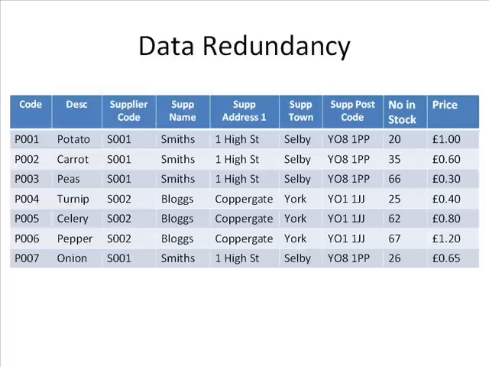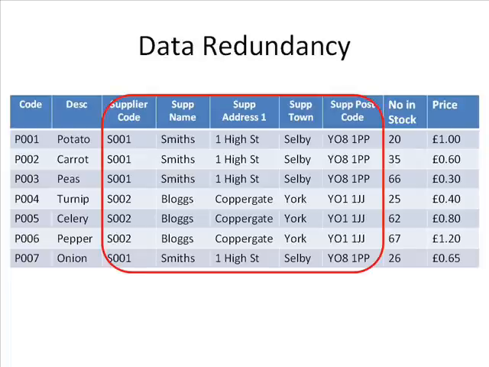It can be very tempting to hold all the information you need about one product in one table. For example, here you can see that we're holding supplier information, including the supplier code, supplier name, the address, the town and the postcode. All of this information is vitally important, and it makes sense to put it all together.